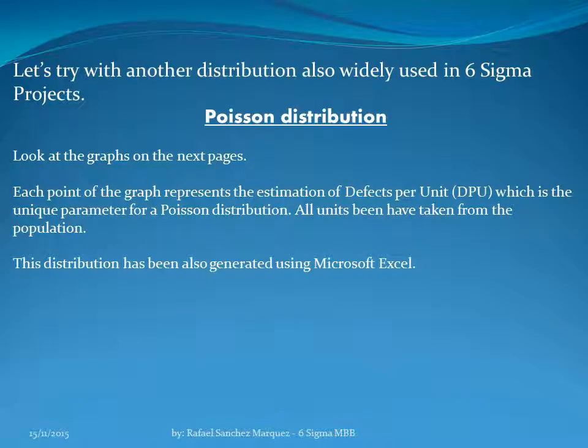And it also works for attribute data, not only for variable data. Poisson distribution, only to refresh what Poisson distribution is: when we have, for example, defects per unit, when we are measuring defects per unit, or when we are measuring something over a certain unit. It doesn't need to be defects itself, but the most common example is defects per unit.